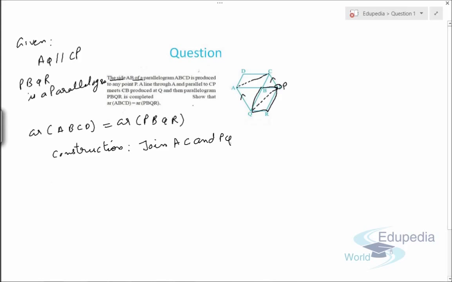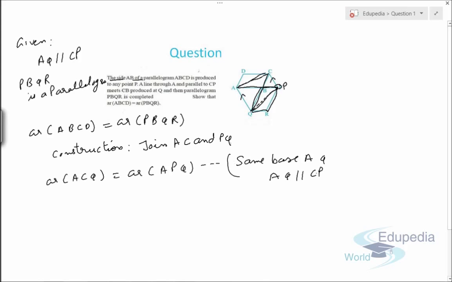Now if you consider this triangle ACQ and let's say APQ, let me draw ACQ, this triangle, and APQ, this triangle, right? So these two triangles are equal. Why? Because they have the same base AQ and they are between the same parallel lines AQ and CP. So we can say that area of ACQ is equal to area of APQ. Why? Because they have the same base AQ and parallel lines, AQ is parallel to CP, right?